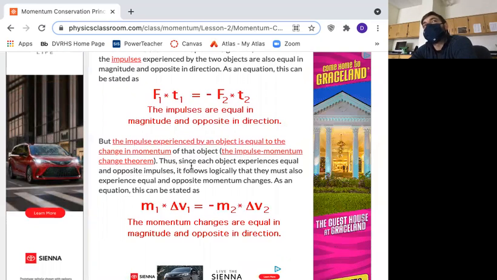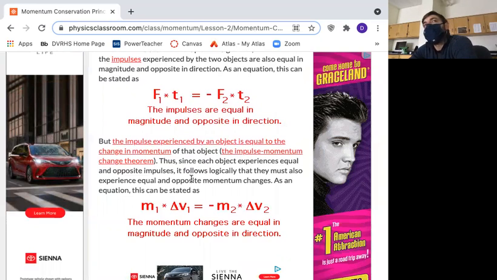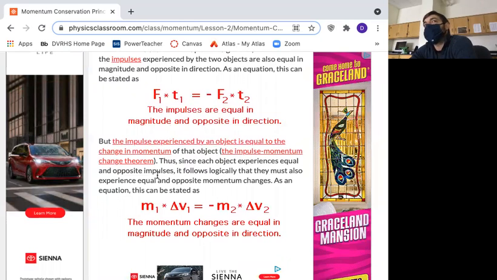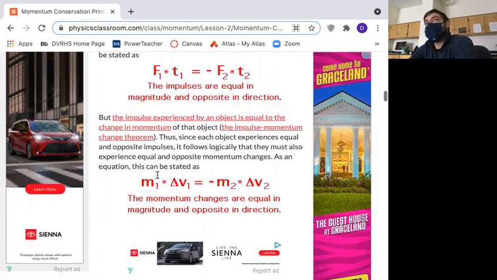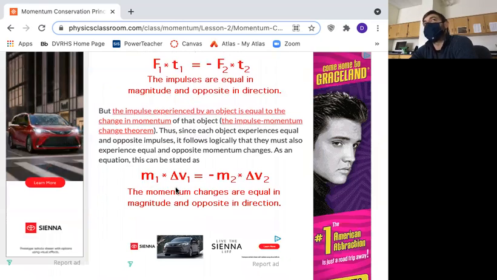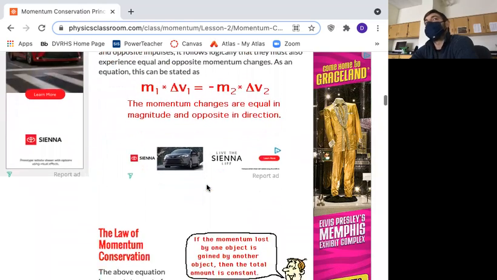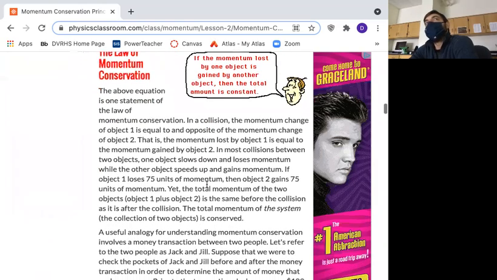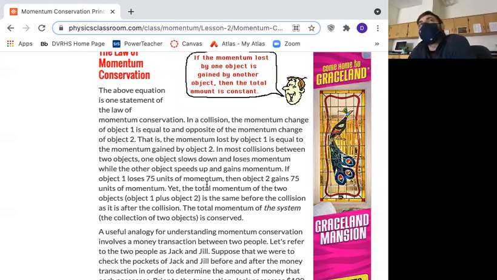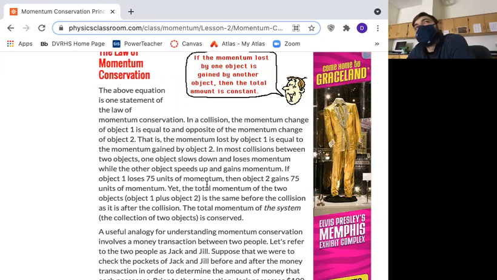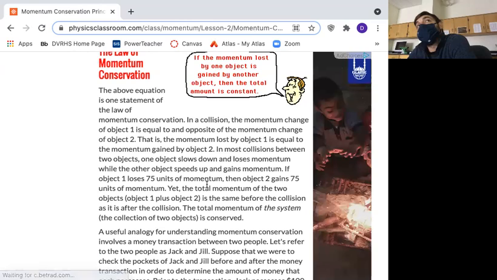Thus, since each object experiences equal and opposite impulses, it follows logically they must also experience equal and opposite momentum changes. As an equation, this can be stated m1 times delta v1 equals negative m2 times delta v2. The above equation is one statement of the law of conservation of momentum. In a collision, the momentum change of object 1 is equal to and opposite the momentum change of object 2. That is, the total momentum lost by object 1 is equal to the total momentum gained by object 2.